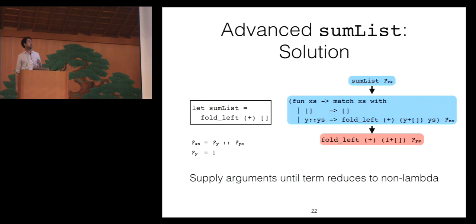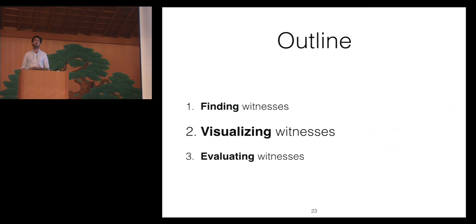We can just keep supplying new arguments to the input term until the term reduces to something other than a lambda. For example, if we just supply a single argument here to SumList, we'll get to the lambda term we were at before, except now we have this argument at the end, so we can actually apply it, and we can keep chugging along until we find an actual type error in the 1 plus the empty list inside that fold left application. So that's how we can find witnesses to type errors.